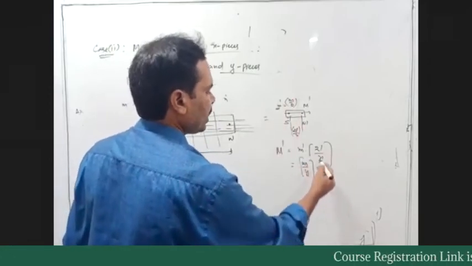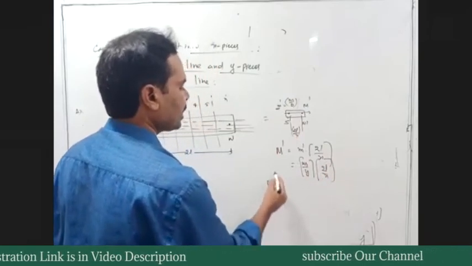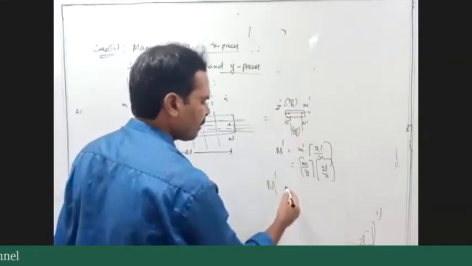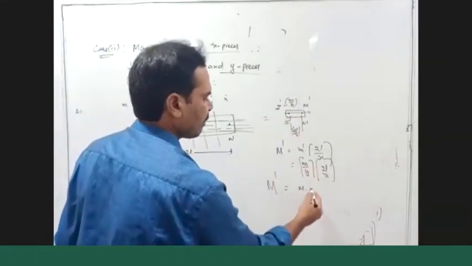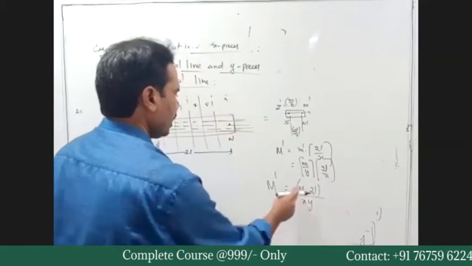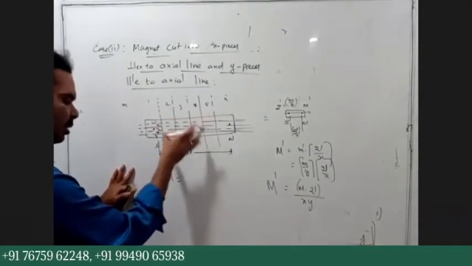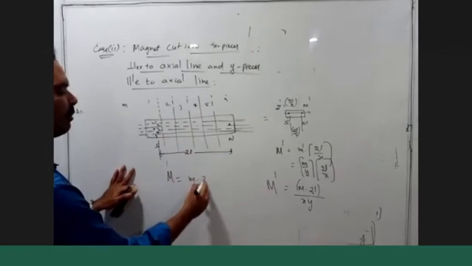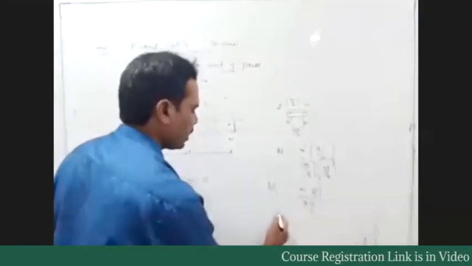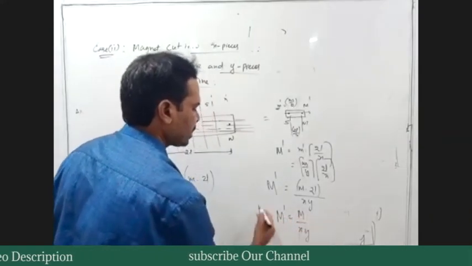So m by y into 2L by x. Therefore, the new magnetic moment of a small piece of bar magnet is m into 2L by x into y. m into 2L is what? The initial magnetic moment of the actual magnet, m into 2L, the initial bar magnet's magnetic moment. Therefore, m dash is equal to m by xy.